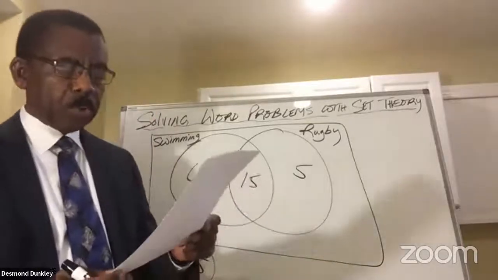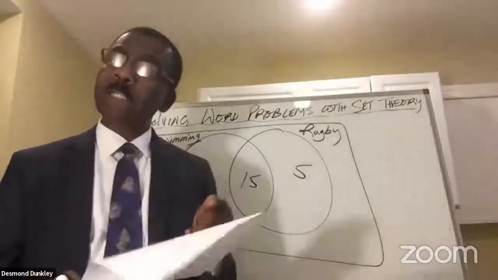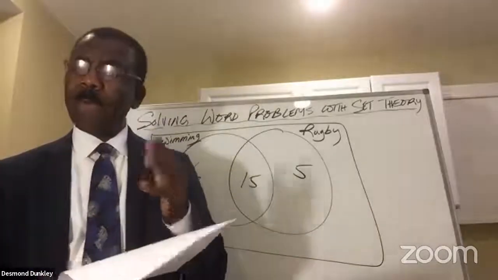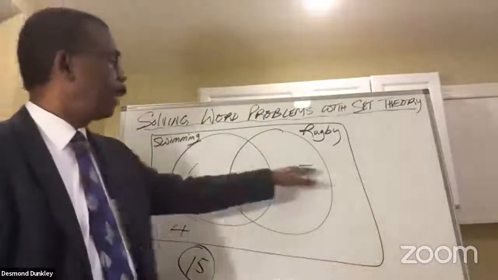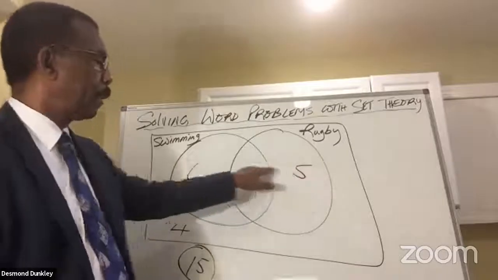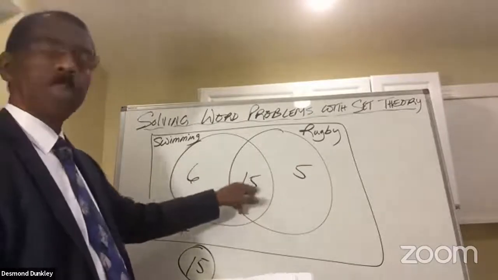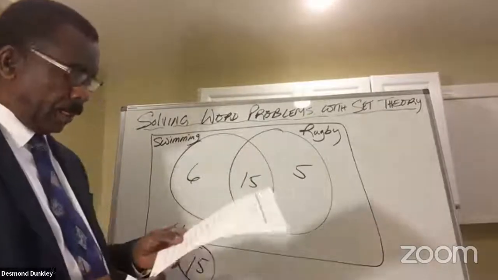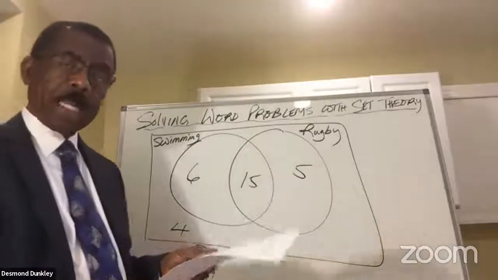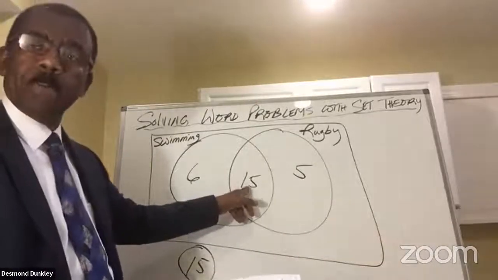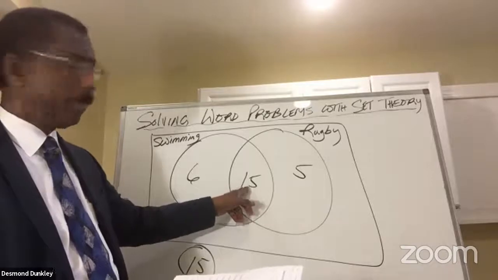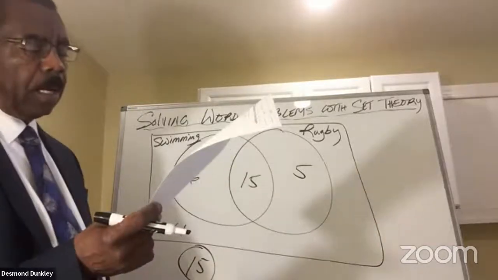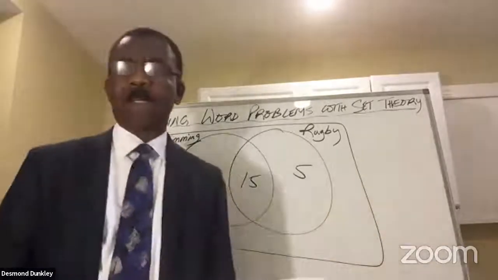Okay? How many students like rugby or swimming? Rugby or swimming. So they're going to be in one of these areas right here. How many will that be? That's 20 and 6, 26. How many students like both rugby and swimming? You see, both will be the intersection where the 2 overlap. That's 15.